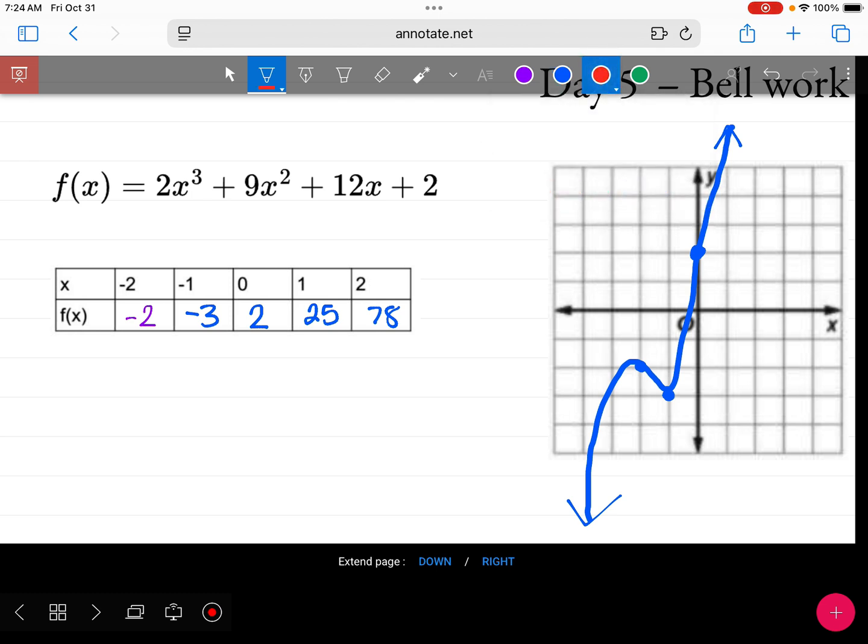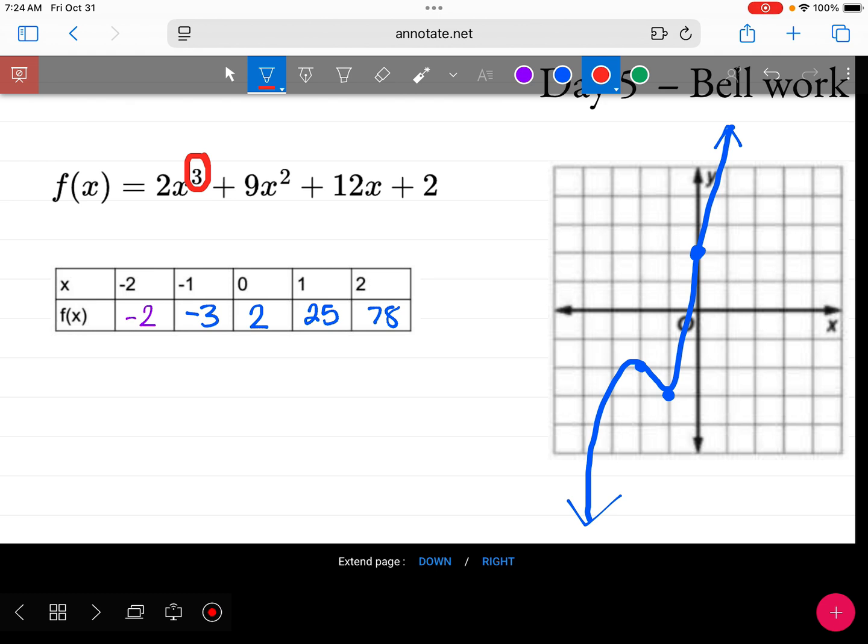Wait, how is it odd? Because our power is odd. The degree is how we know whether it's even or odd. The leading coefficient is how we tell if it's positive or negative. So odd goes in opposite directions. If our biggest power is an odd number, opposite arrows.